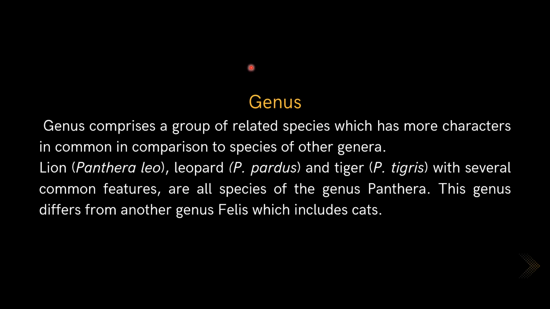Next, we have genus. Genus is a group of related species which has more characteristics in common as compared to species of other genera. Now, lion, Panthera leo. Panthera is the genus name and leo is the specific epithet. In the genus Panthera we have Panthera leo, that is lion, Panthera pardus, that is leopard, and Panthera tigris, that is tiger. These three belong to the same genus, but they are different species and thus they have several common features. Now this genus differs from another genus Felis, which includes cat, but they both belong to the same family. We'll be discussing it in the next slide.